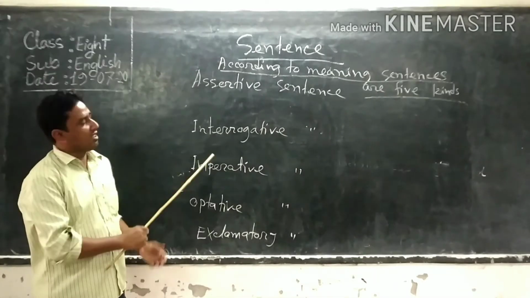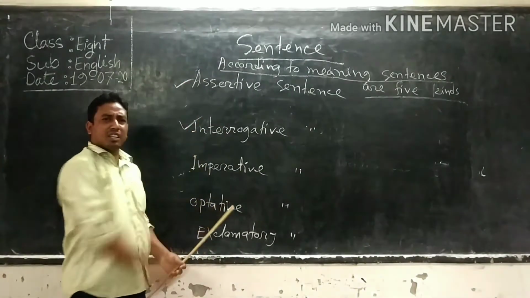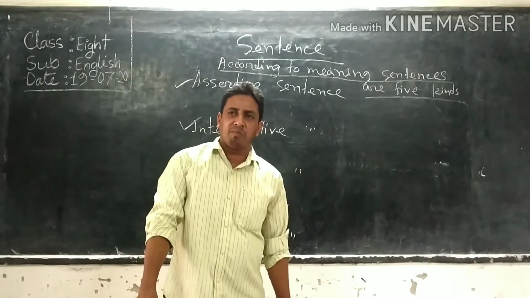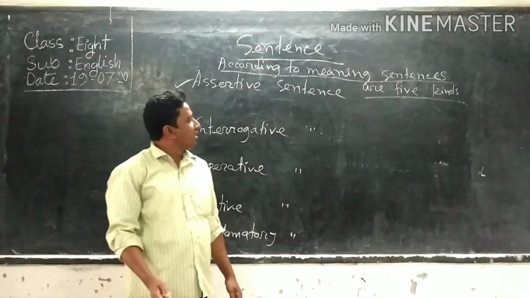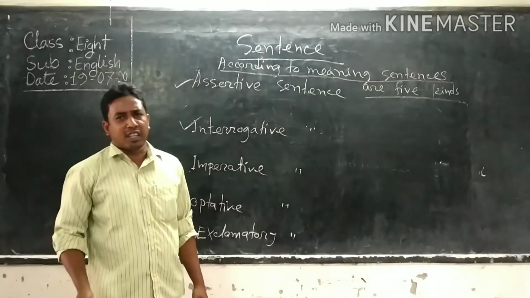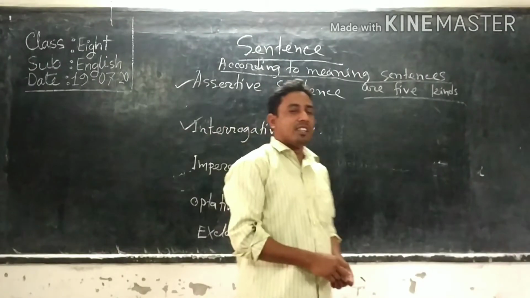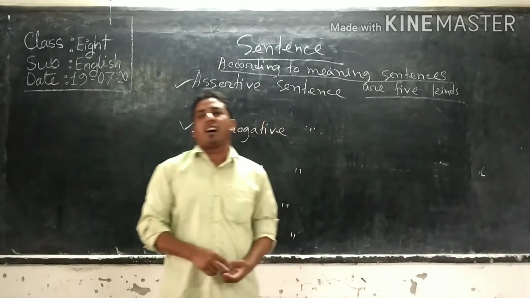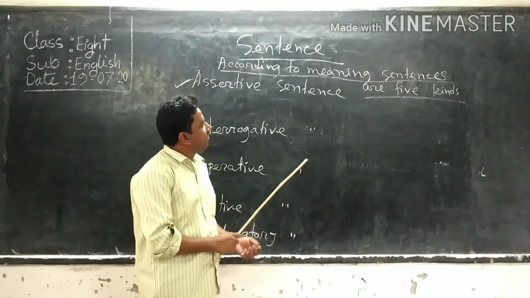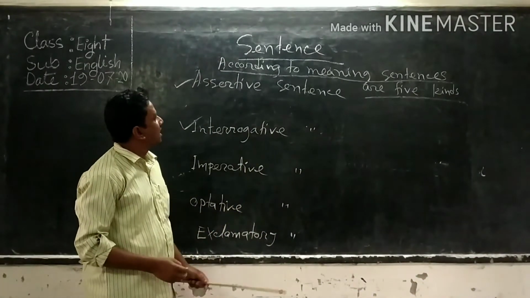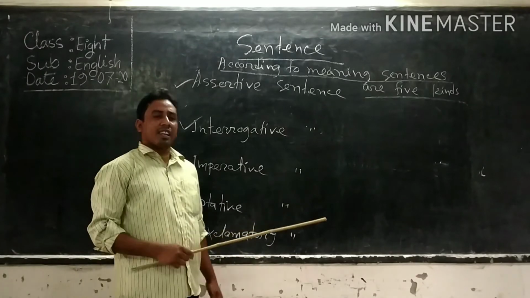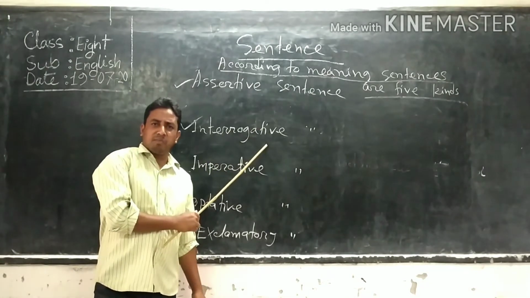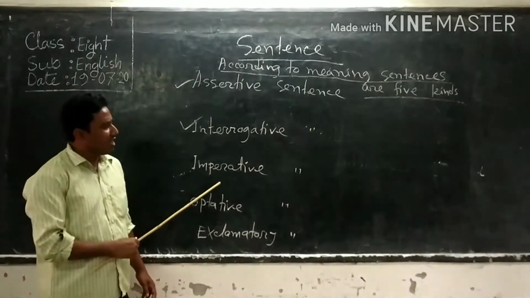And next, the interrogative sentence. When we ask something, this is called an interrogative sentence. What is your name? How old are you? Do you eat rice? Is he a student? Are they not playing football? These are interrogative sentences. A question mark is used in an interrogative sentence.